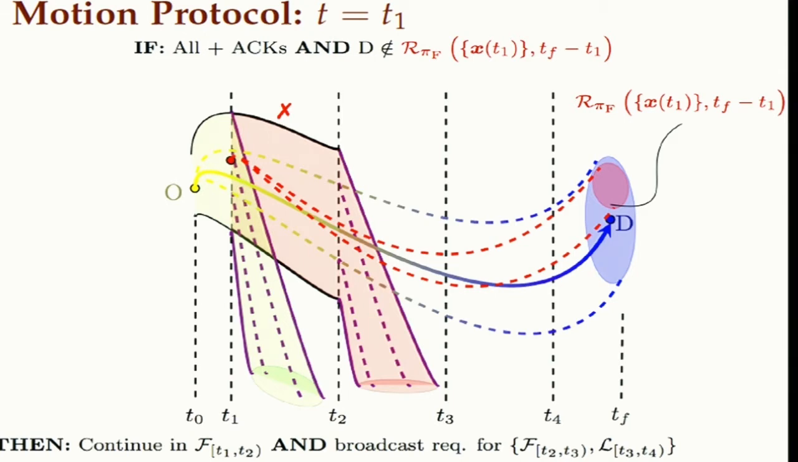Now, if it happens that everybody else has said positive acknowledgements, but the destination D is not contained in the newly computed flight tube, this is the situation I was describing, because the newly computed reach set at the final time depends on where you do the computation from. So it may miss that point. In that case, it will abort the mission using the already approved landing tube.